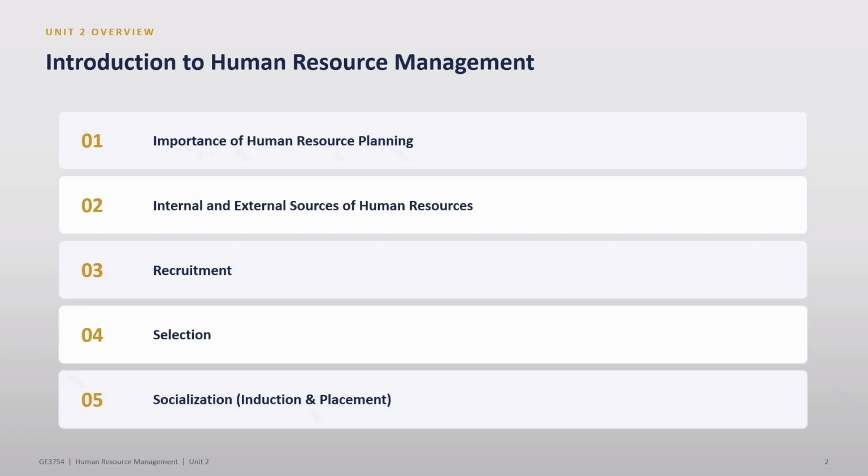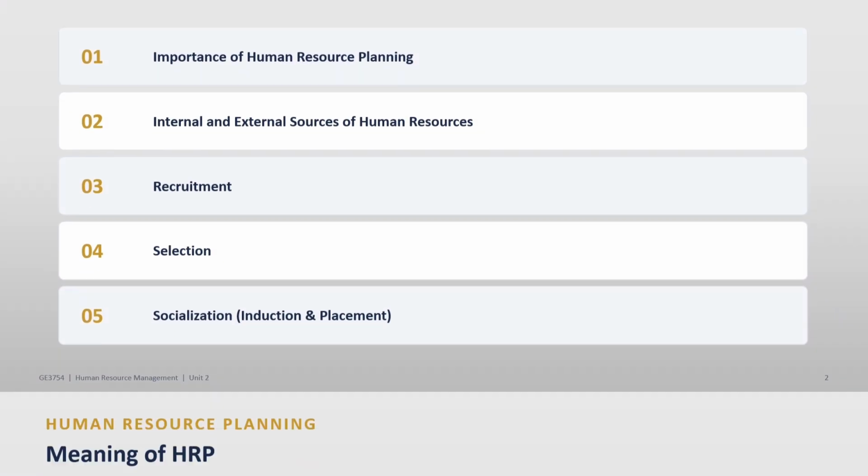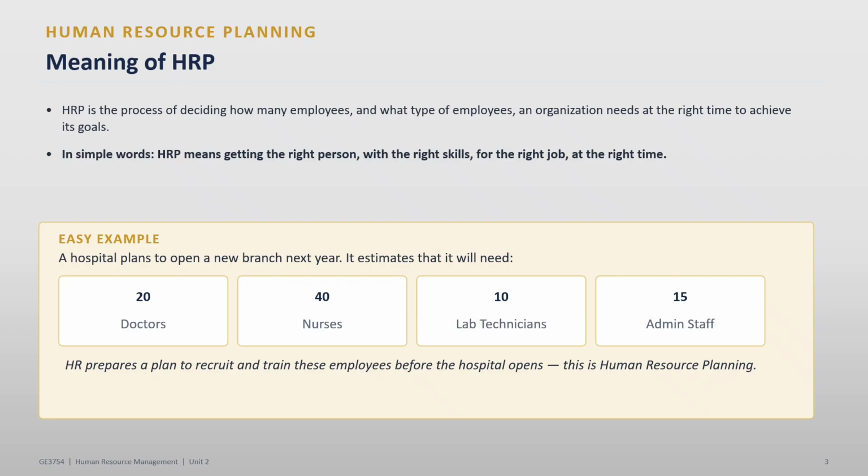So, we will begin with human resource planning, which deals with determining the numbers and types of employees required by the organization. Meaning of human resource planning. Human resource planning, commonly referred to as HRP, is a process of deciding how many employees an organization needs and what type of employees it requires at the right time. In simple terms, HRP means having the right person with the right skill at the right time for the right job.